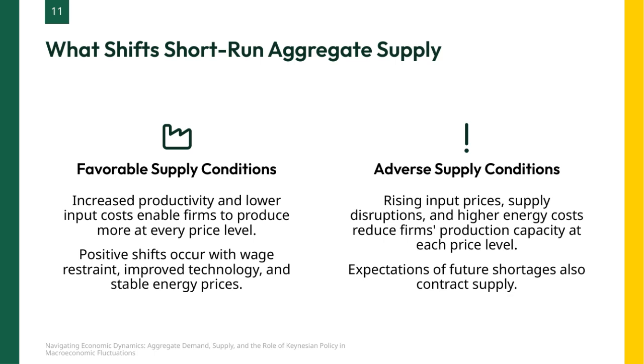Rising input prices, supply disruptions, and higher energy costs reduce firms' ability to produce at any given price level. Additionally, if firms expect future shortages, they may contract supply in anticipation, further limiting production. These factors together play a crucial role in how short-run aggregate supply fluctuates in the economy.